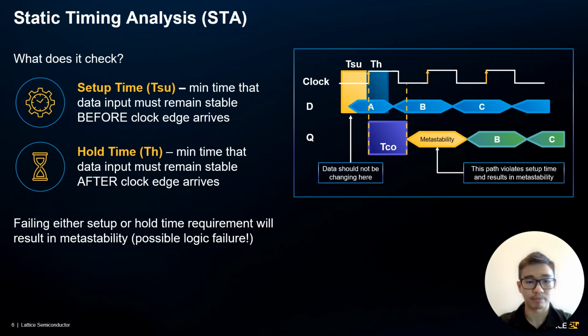In this timing diagram, data A should be stable before the indicated setup time, also known as TSU, highlighted in yellow. Now, because the transition happens after that, this fails the setup time requirement and might result in a metastability issue.